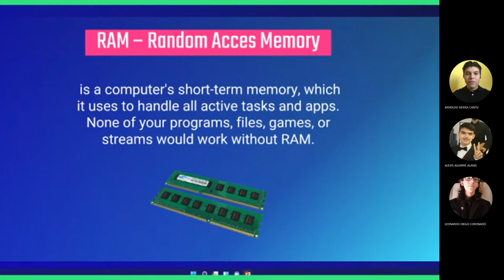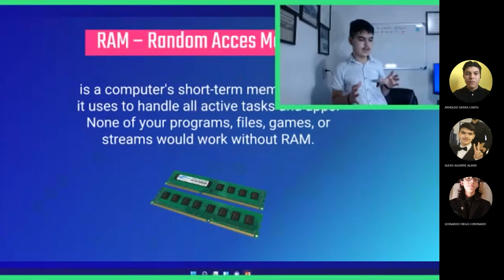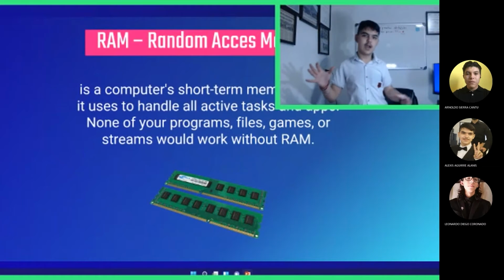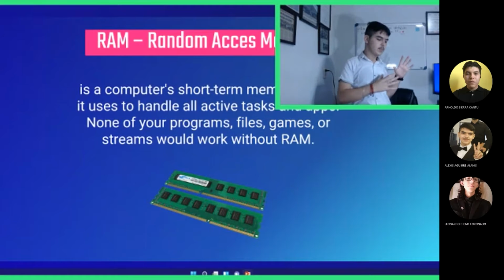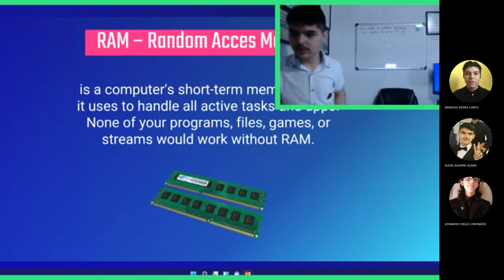RAM, random access memory. It's a computer's short-term memory, which is used to handle other active tasks and apps. None of your programs, files, games, or streams will work without RAM. This is very important because the RAM is connected to the processor and the storage at the same time. The storage has all the data, and this is the RAM over here.